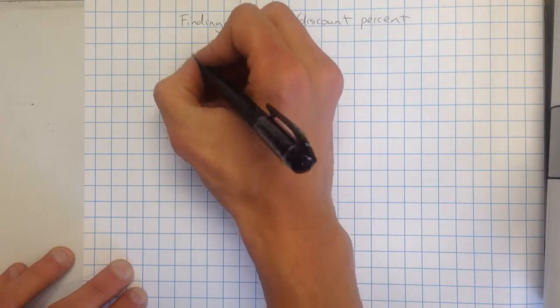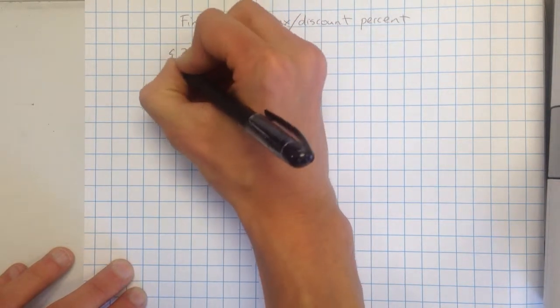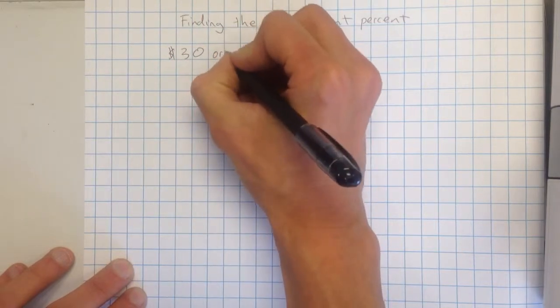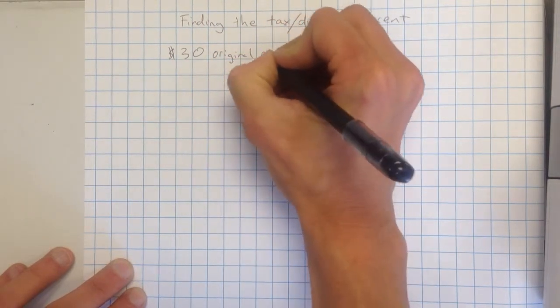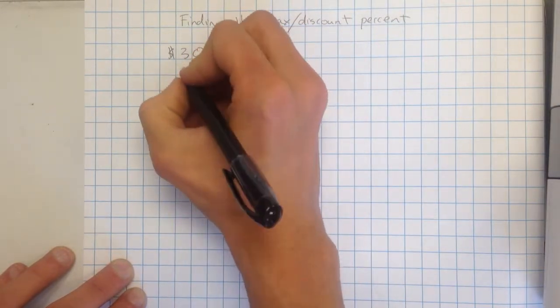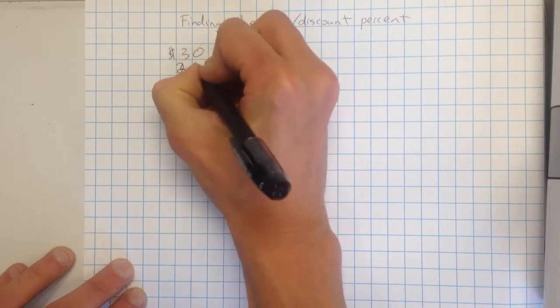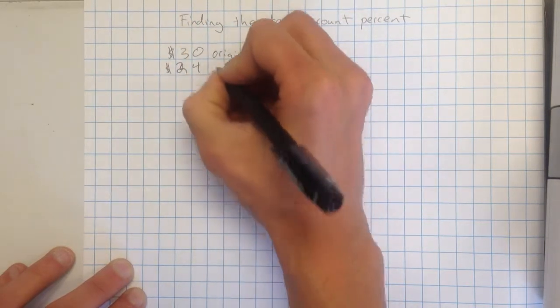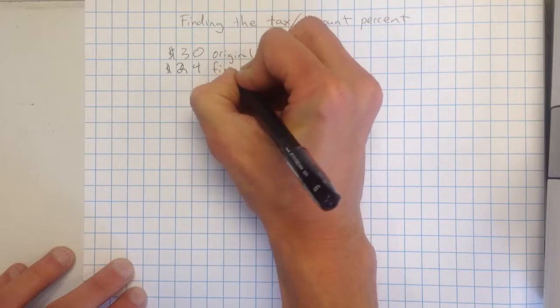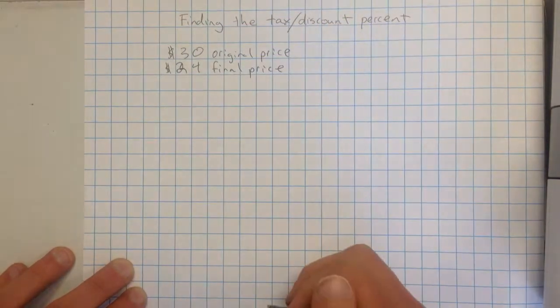So for example, let's say we had an item and you knew that $30 was the original price. But then when you went out and checked out, you looked at your receipt, and we're going to pretend there's no tax on this, and it actually ended up being, let's say, $24. That's the final price. So clearly there was a discount. So the question is, what is the value of that discount going to be?